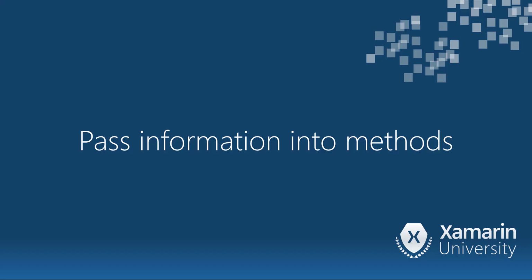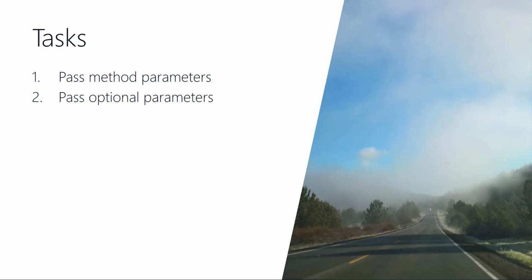So let's get started with reviewing how we pass information into a method. And then we'll also look at some special situations and some special features that we can use as part of the C# language. So we'll look at how we can pass in parameters, so regular parameters, we'll review that. And then we'll talk about what we call optional parameters.